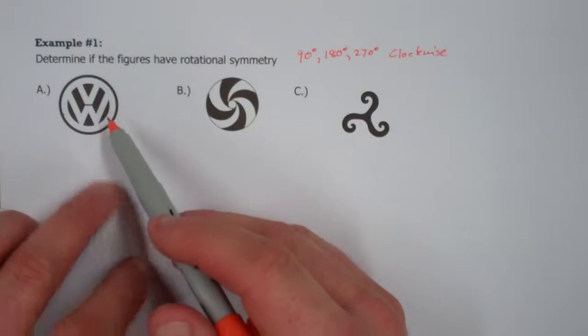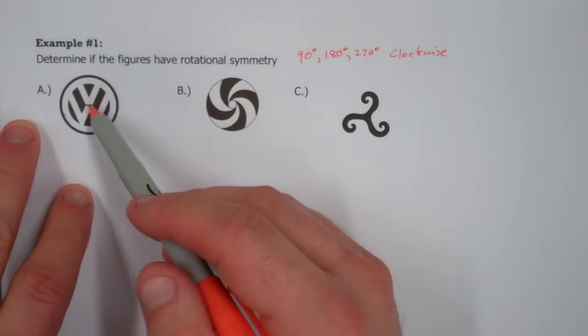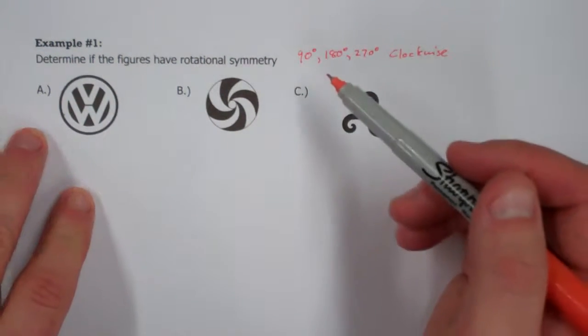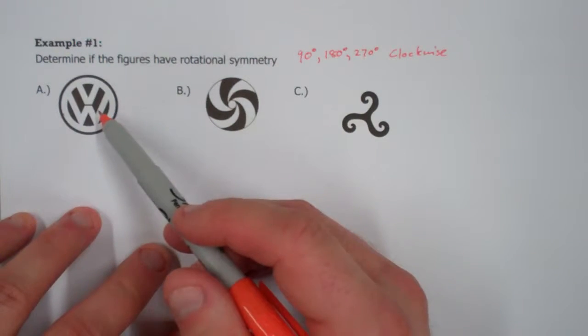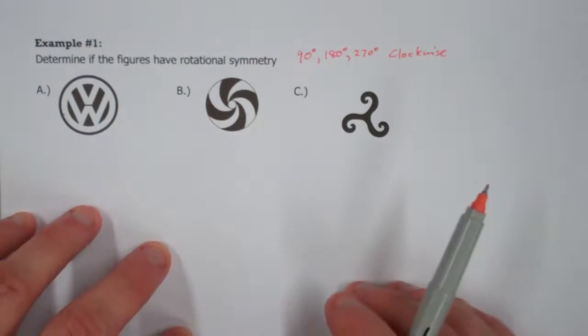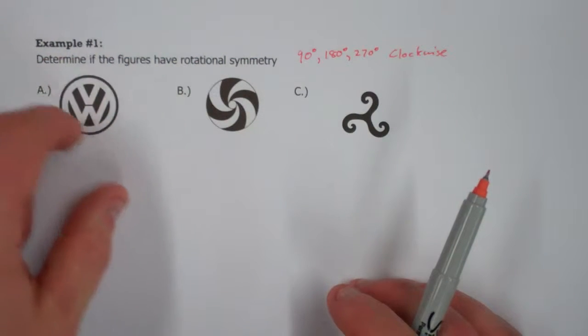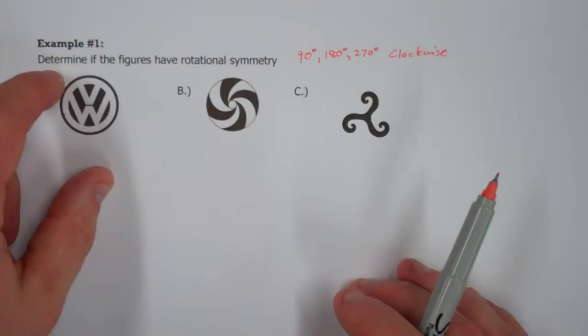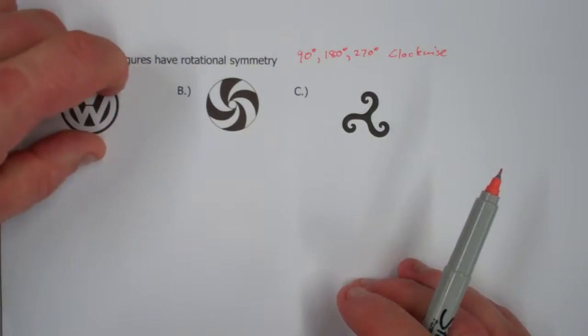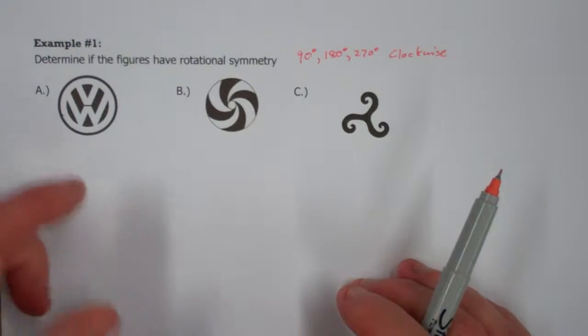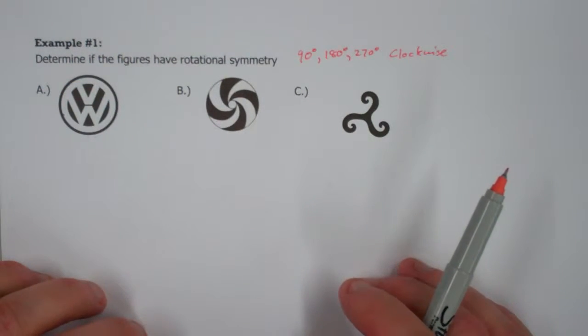Got a nice symbol here, and it looks to be a V and a W. You might recognize this one. And we want to see what would happen if we rotated this 90 degrees clockwise. Would it be the same picture as it was before? And we can see that no, that's not true. The V and the W would be tilted to the right.